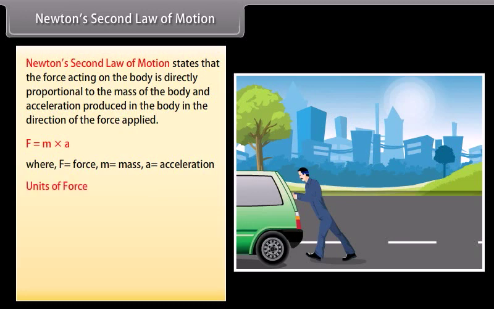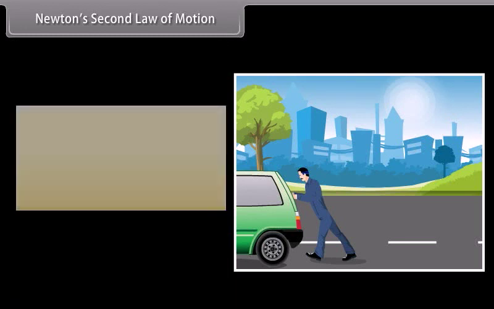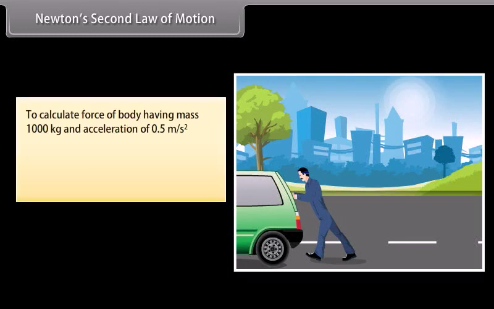Units of force. The SI unit of force is Newton. Newton is defined as the force acting on a body of mass 1 kg, producing an acceleration of 1 meter per second square. The unit is equal to kilogram meter per second square, or Newton. To calculate the force on a body having mass 1000 kg and acceleration of 0.5 meter per second square, F is equal to 1000 into 0.5, which is equal to 500 Newton or kilogram meter per second square.